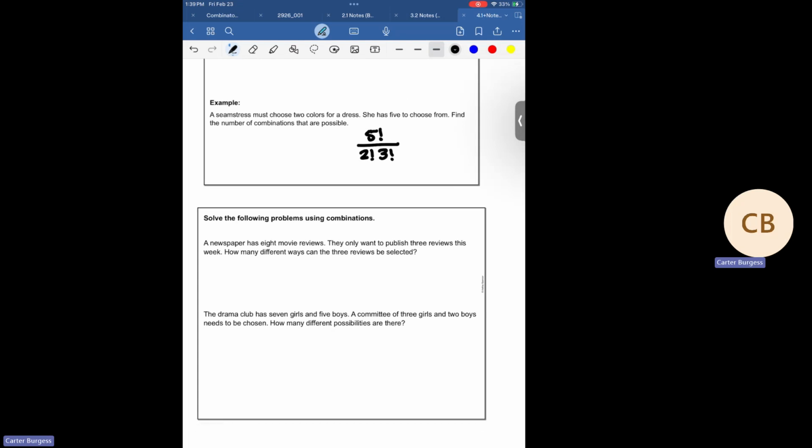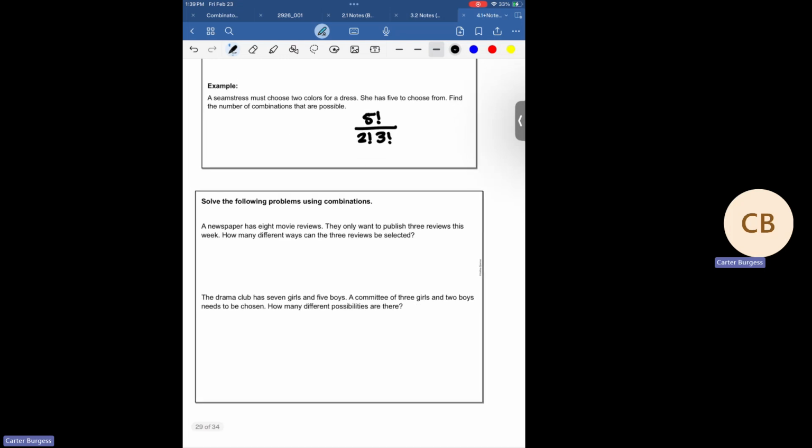Okay, let's take a look at a slightly more complicated example here. I'm looking down at the drama club example that we see. In this case, we have 7 girls and 5 boys. We are trying to form a committee of 3 girls and 2 boys. So first of all, being on the committee, does it matter whether you are chosen first to be on the committee or last to be on the committee? No. All that matters is, are you on the committee or not? Okay, so does the order of selection matter for this one? No. Combination. Cool.